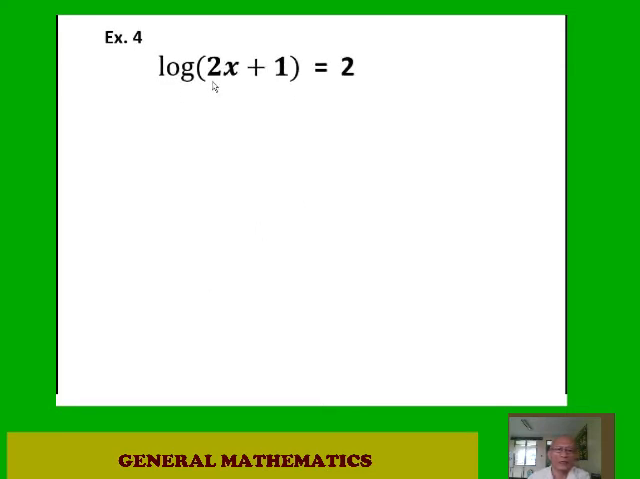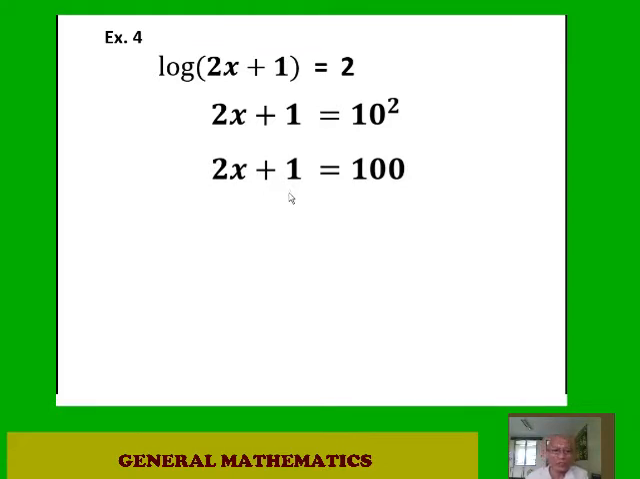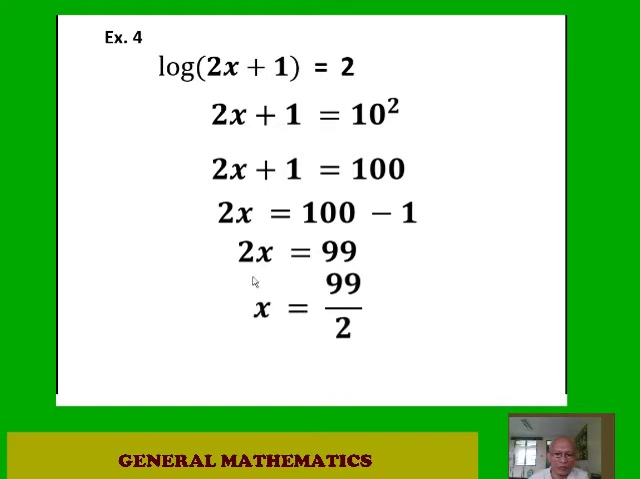Next, solve for x. Log of 2x plus 1 equals 2. This is understood as the base of this logarithm is 10. So from logarithmic to exponential form, this is 10 squared equals 2x plus 1. Then expand, 10 squared is 100. Solve for x. Transfer positive 1, it becomes negative. Simplify. 100 minus 1, 99. Then divide both sides of the equation by 2. So x is equal to 99 over 2.